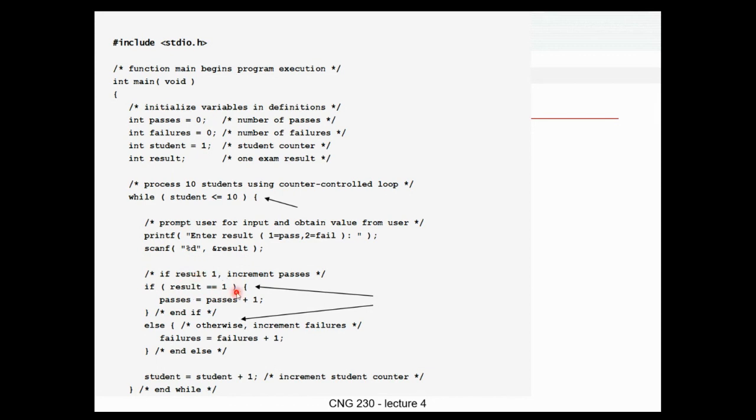So if this is 1, then add 1 to the number of passes because initially it is 0. We don't know how many students passed the course. So we decided by getting the information from the user. If this is 1, then add 1 to passes. If this is failure, then add 1 to the failure.